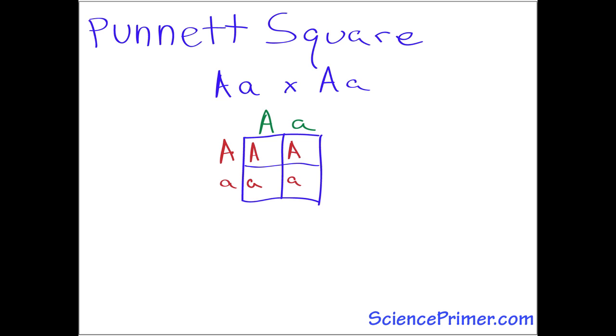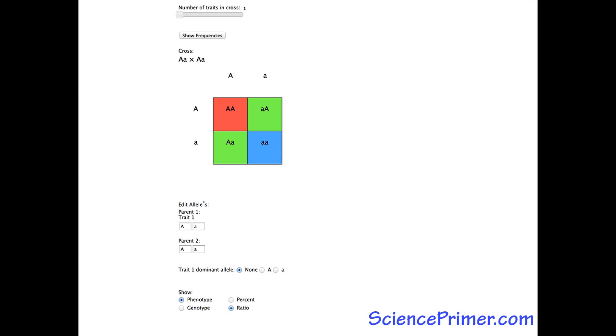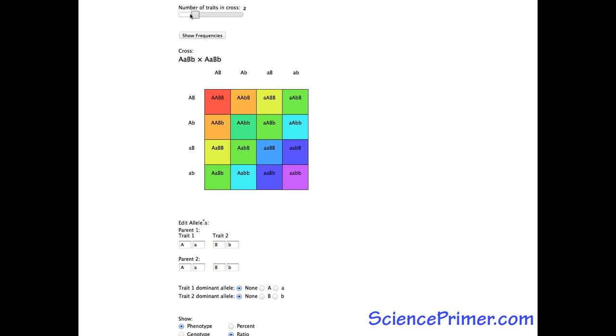Complete the genotypes in the square by filling it in with the alleles from each parent. Since all combinations are equally likely to occur, a Punnett square predicts the probability of a cross producing each genotype. A single trait Punnett square tracks two alleles for each parent. The square has two rows and two columns.